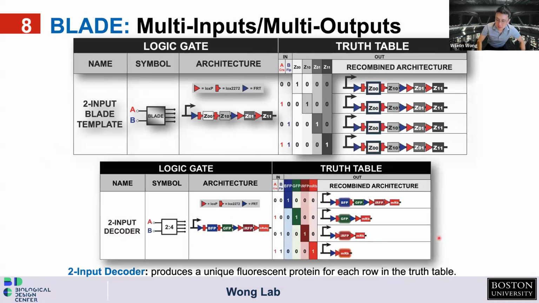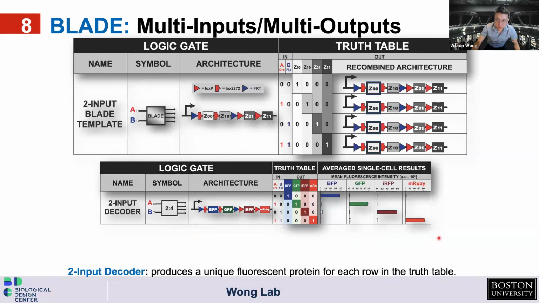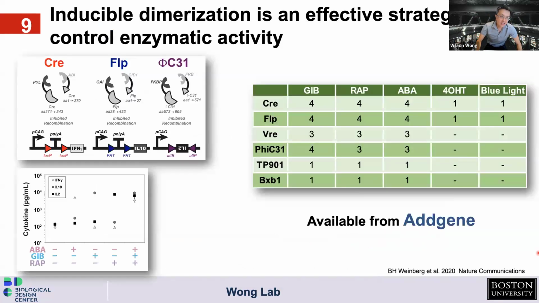So one of the final outcomes is this decoder, a 2-input, 4-output system right here. This is the data. Basically, you put 4 different fluorescent proteins here, and you can get these outputs back. So it's pretty nice, pretty cool. I like it. I've been trying to always find ways to use it in different ways.